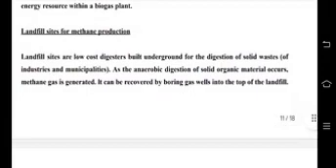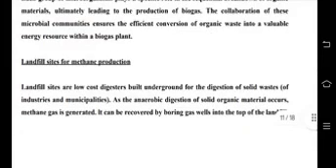Landfill sites for methane production. Landfill sites are low cost digesters built underground for the digestion of solid wastes from industries and municipalities. As the anaerobic digestion of solid waste organic material occurs, methane gas is generated. It can be recovered by boring gas wells into the top of the landfill. So, these landfill sites are used for methane production.